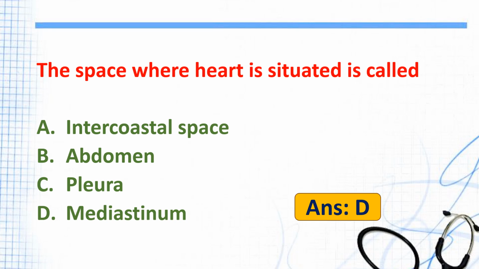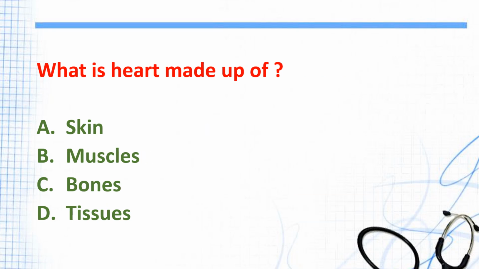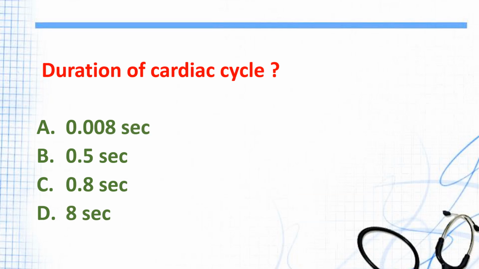D. Mediastinum. What is heart made of? A. Skin, B. Muscles, C. Bones, D. Tissues. And the answer is B. Muscles. The duration of cardiac cycle is A. 0.008 second, B. 0.5 second, C. 0.8 second, D. 8 second. And the answer is C.